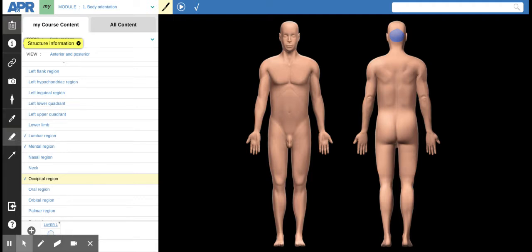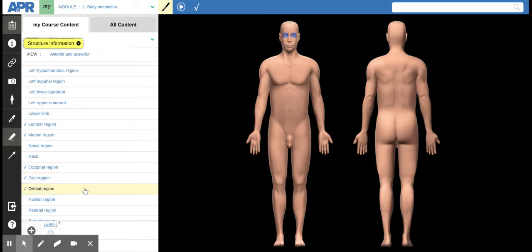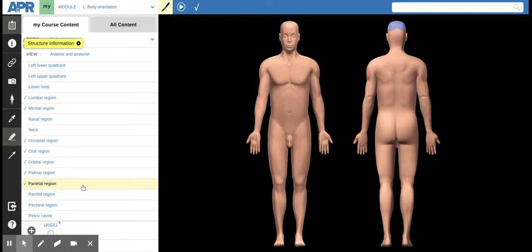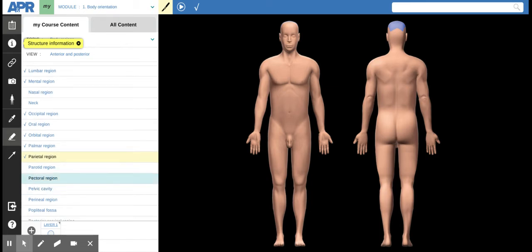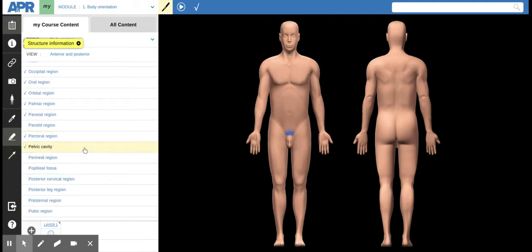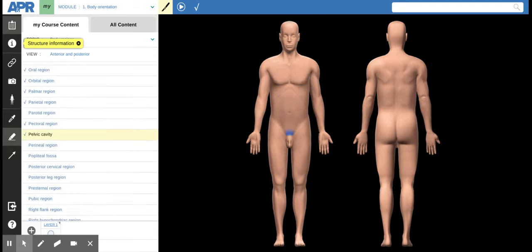Occipital region being the back of the head. Oral region meaning the mouth. Orbital meaning like the eye sockets. Palmar meaning the palm. Parietal being like the top parts of the head. The pectoral, where your pectoral muscles are on the chest. Pelvic, where your pelvis is.